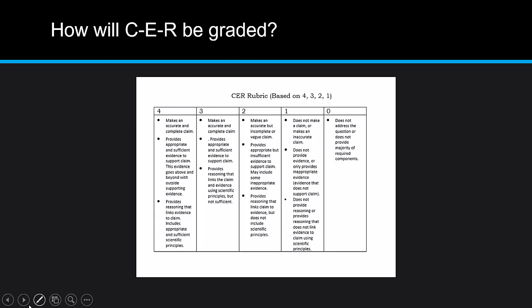So that's how we will be grading CER. And again, CER, you're going to see it all the time. That's what we're going to do. If it asks for evidence, if it asks for explanations, this is what you're going to do for writing.